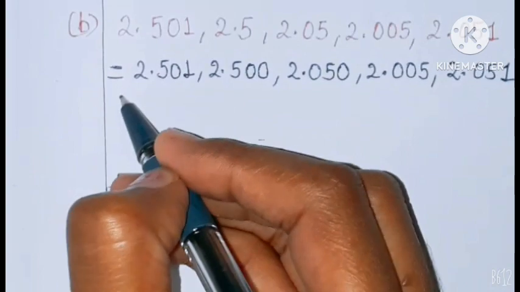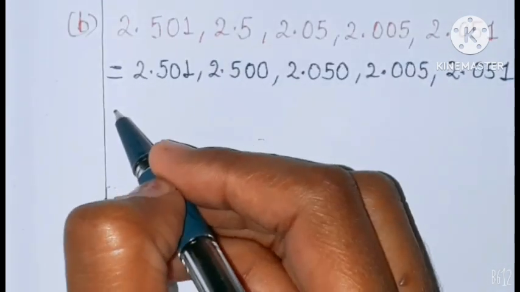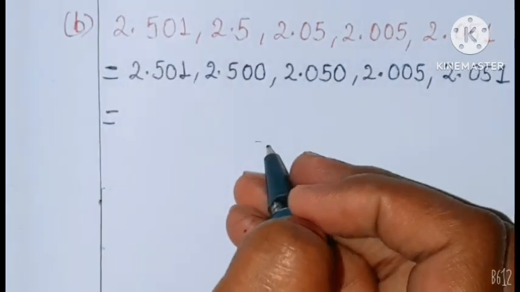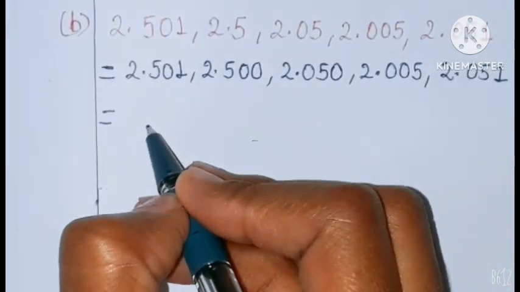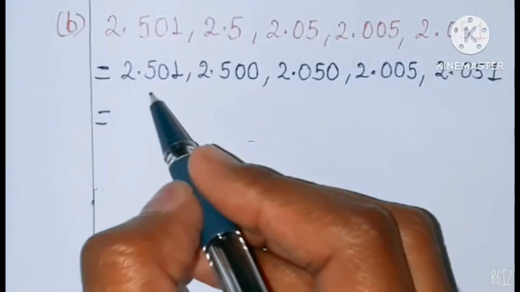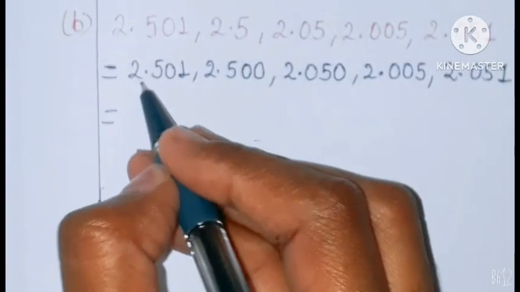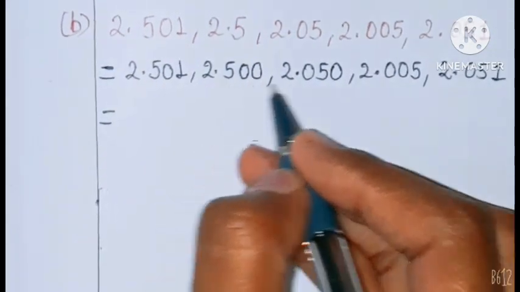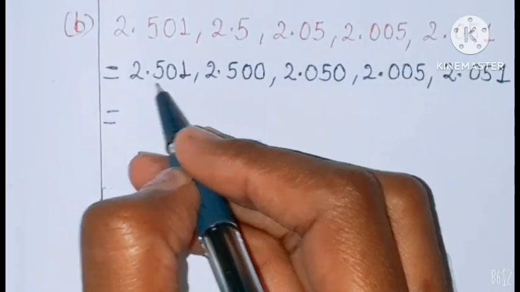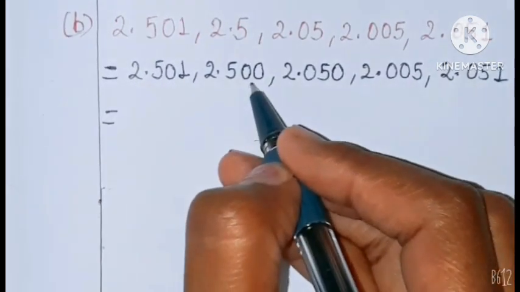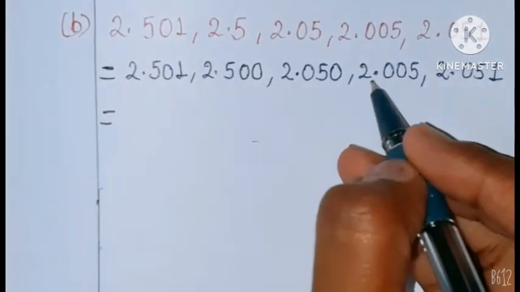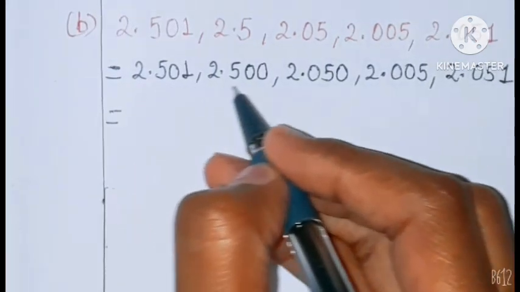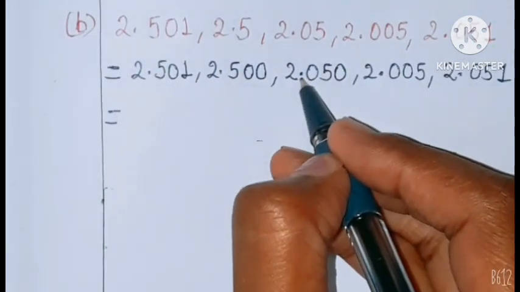So now we will write in ascending order, arrange in ascending order. What is the meaning of arranging in ascending order? That is from smallest to largest. So which is smallest in all of them? As before decimal only 2 is given, there is nothing to compare before decimal, and after decimal we will have to compare. So the first number is 2.501, the second number is 2.500, the third number is 2.050, the fourth number is 2.005 and 2.051.